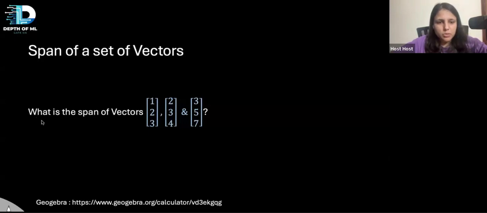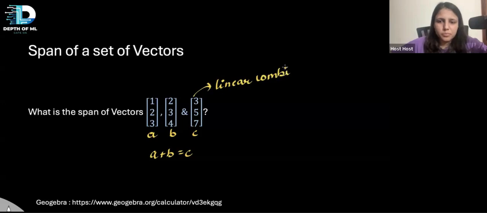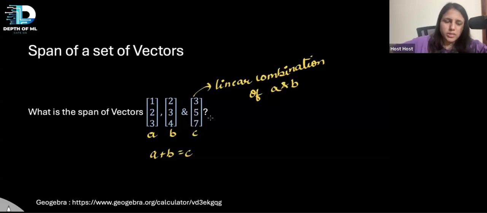A plus B is equal to C. Correct. So Raidu is right that A plus B is equal to C, where these are the three vectors A, B, and C, right? So A plus B is equal to C. So basically, C is a linear combination of A and B. Okay. So now what will be the span of these three vectors?